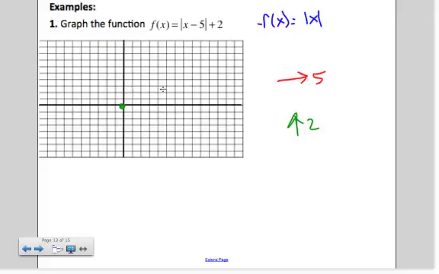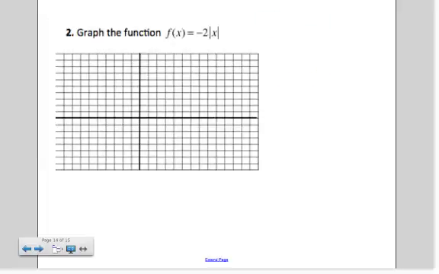1, 2, 3, 4, 5. So I'm going to plot that point right here. From there, I'm going to go ahead and do my over 1, up 1, over 1, up 1, and then over 2, up 2. And remember, I have a slope of 1, so it looks like this. Okay, I can graph it. Ta-da! So there we go.